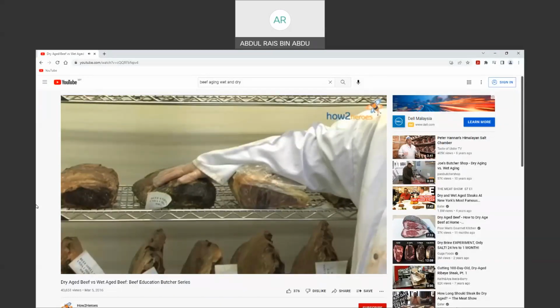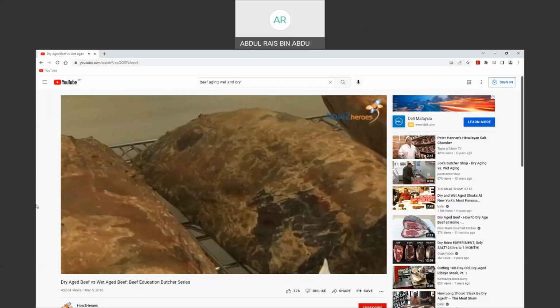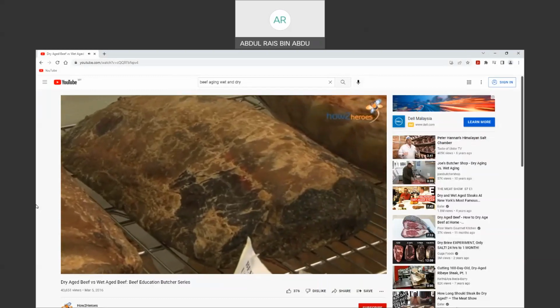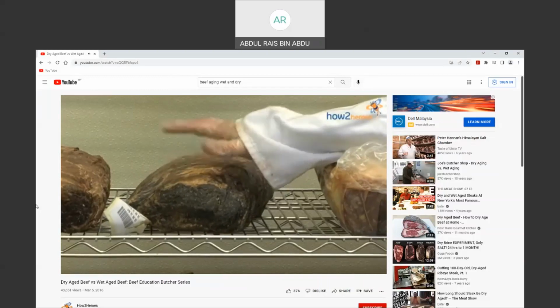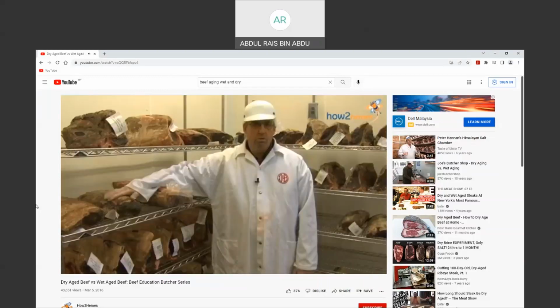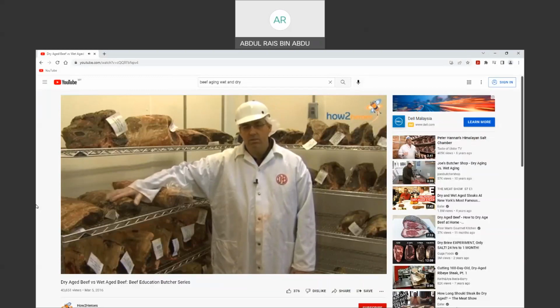This is a dry-aged rib that we have. And this is a dry-aged rib with the bone still on it, and it has been in our dry-age room for 28 days, which is what we recommend if you're going to do a dry aging, is to do it at least 21 to 28 days, preferably 28.